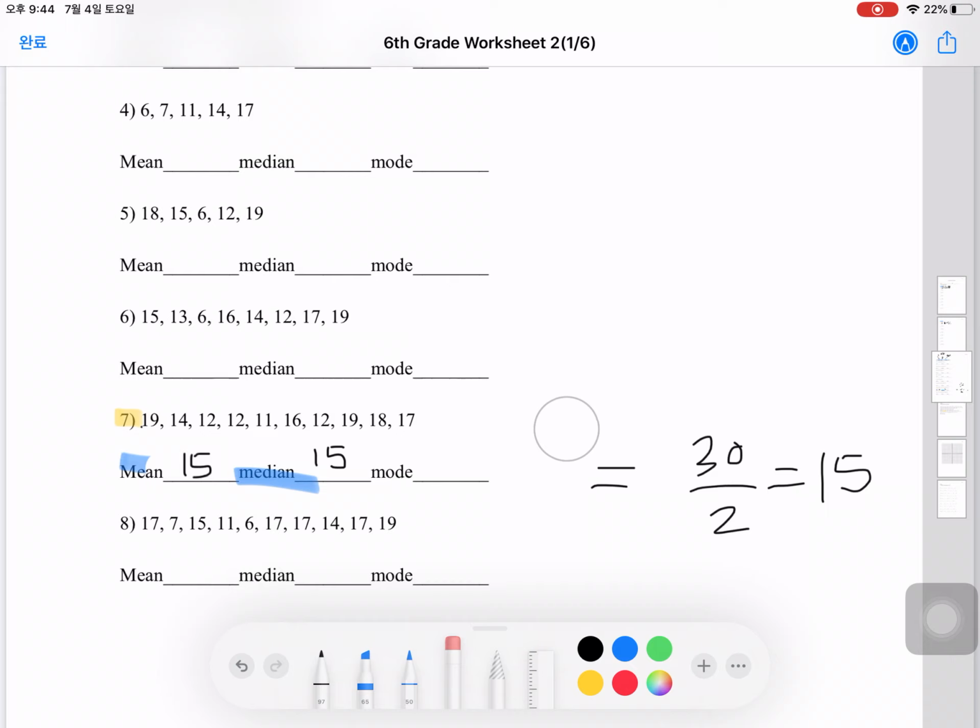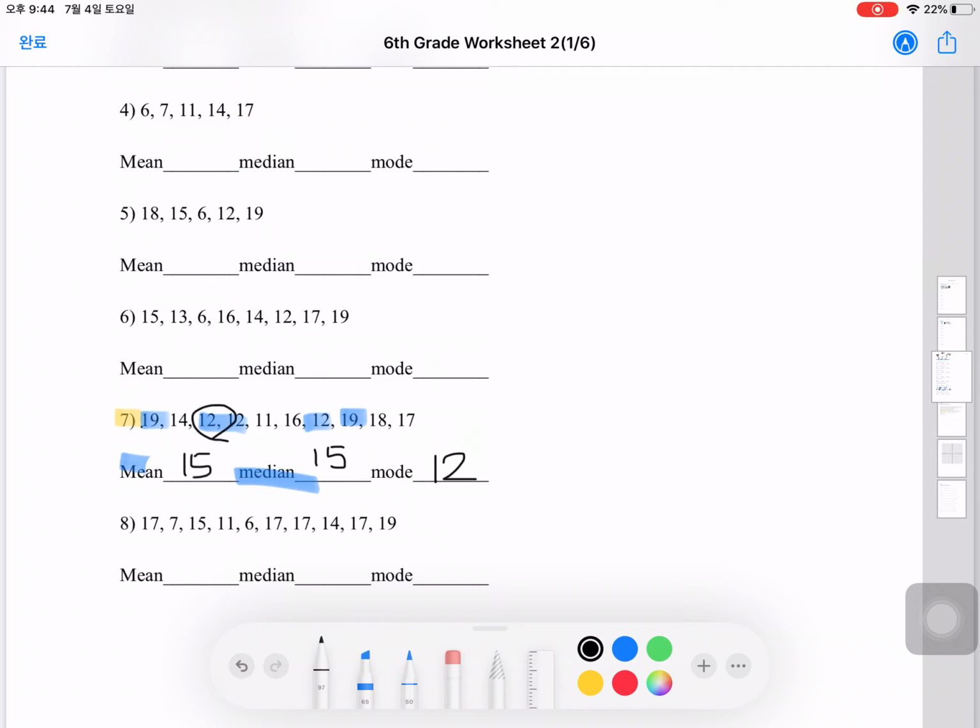And now for my favorite, the mode. We can see here that the numbers that repeat are the 12s and also the 19s. But in this case, the mode would be 12. That's because 12 comes out 3 times and 19 only comes out twice.